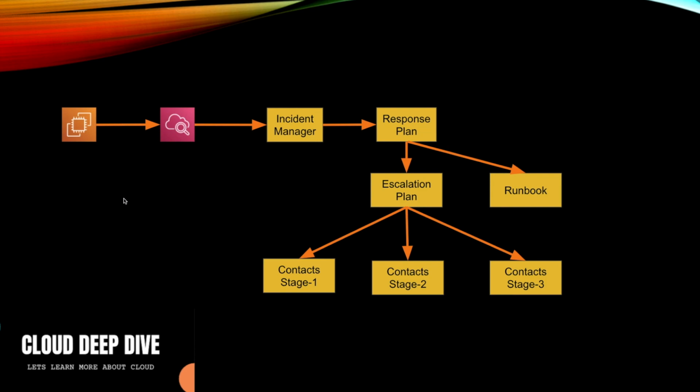In part 2, we'll create an EC2 instance, we'll create a CloudWatch alarm, and we'll bring this EC2 instance to 80% or 70%, whatever figure, which should trigger a CloudWatch alarm. That alarm will internally create an incident, and that incident will follow the response plan which we have created.